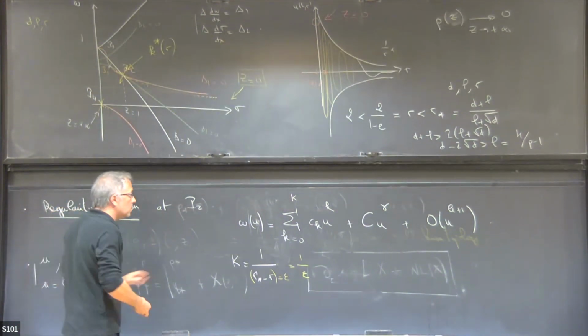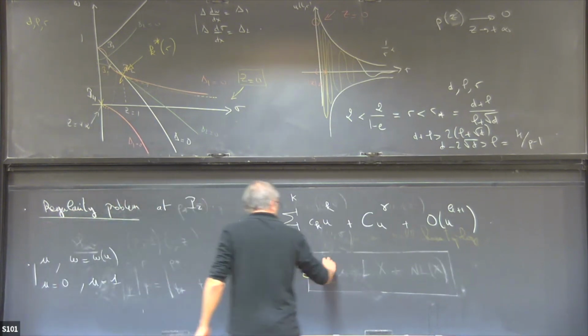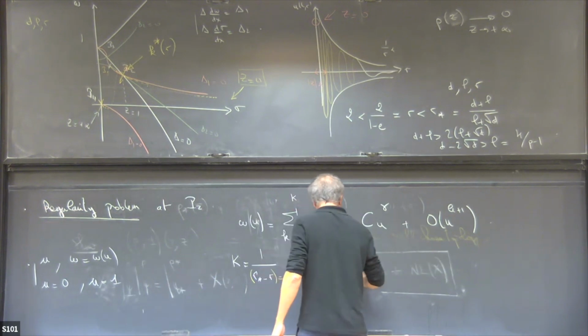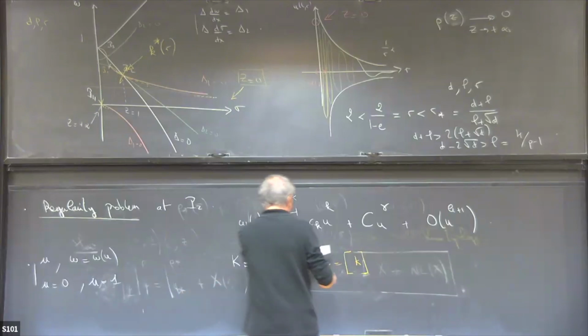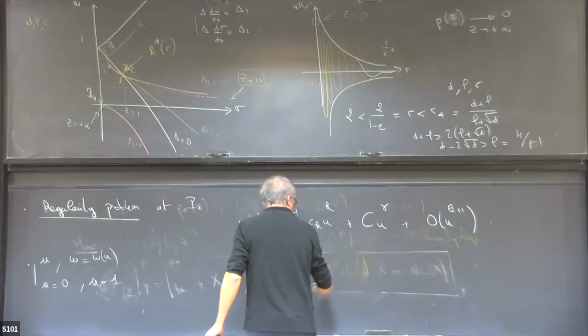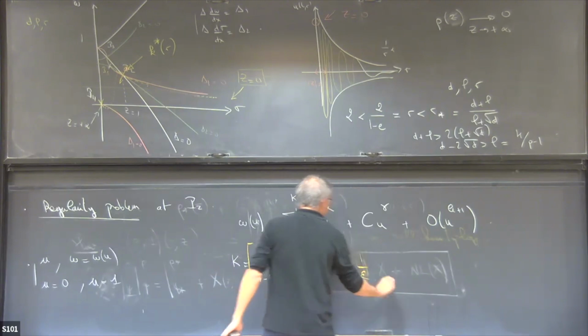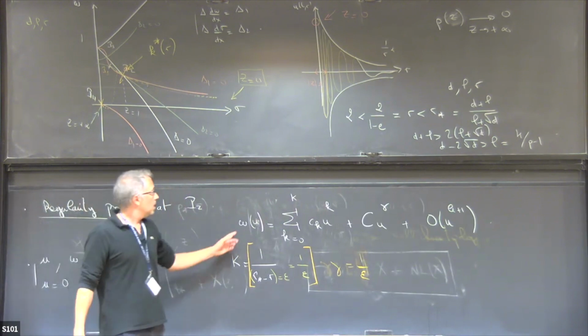So what does this representation mean? So what is gamma? Gamma is something that is the integer part. Actually, I'm sorry, it's the other way around. K is the integer part of this, and gamma is 1 over epsilon. Okay, so what does this mean? It means the following thing.